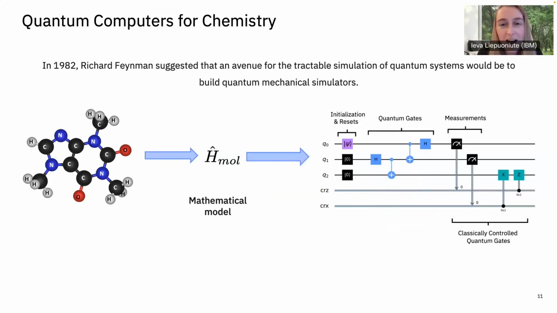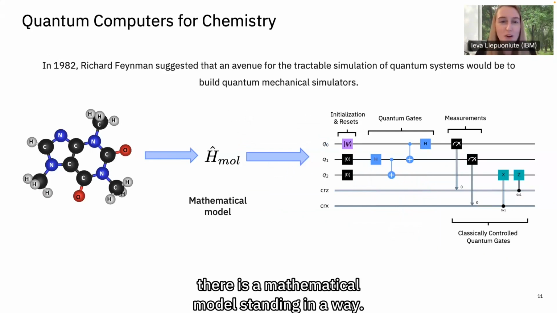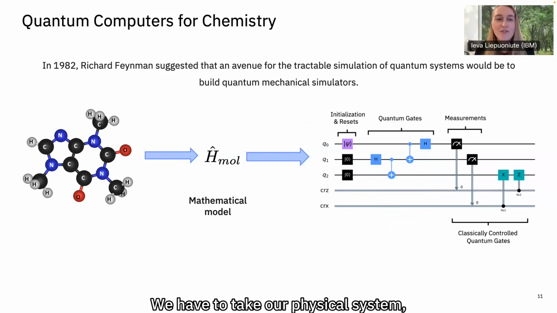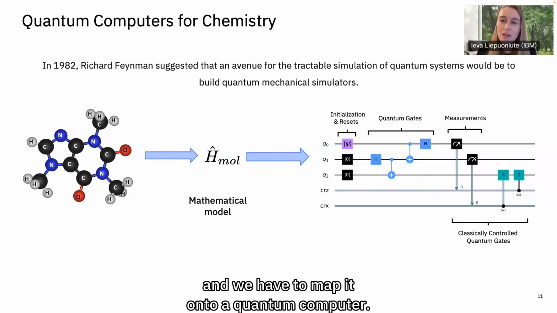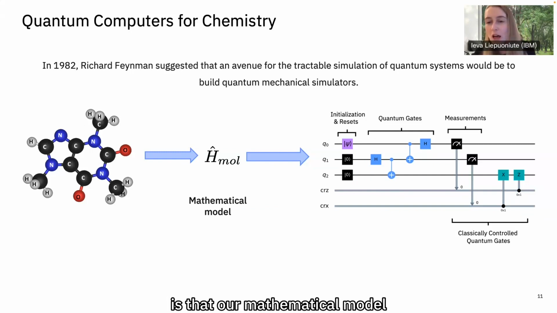Okay. In fact, before we do this straightforward mapping, there is a mathematical model standing in the way. We have to take our physical system, we have to mathematically model it, and we have to map it onto a quantum computer. And an important thing to consider here is that our mathematical model has to be rewritten or expressed in a second quantized representation.